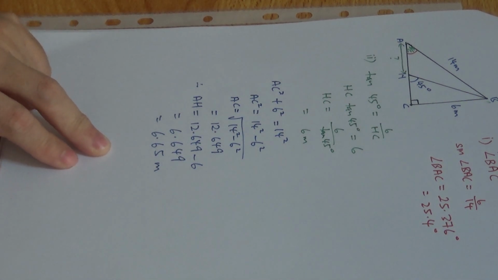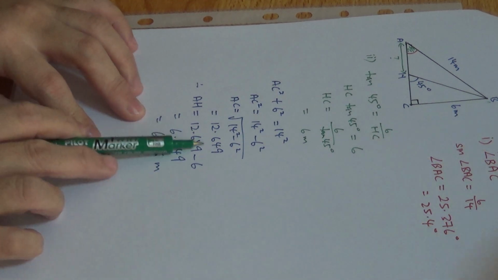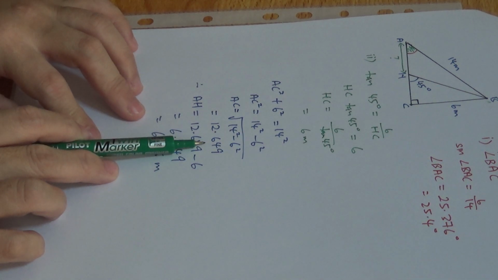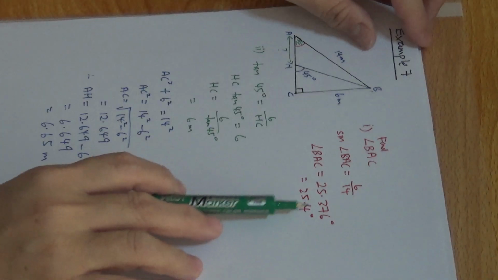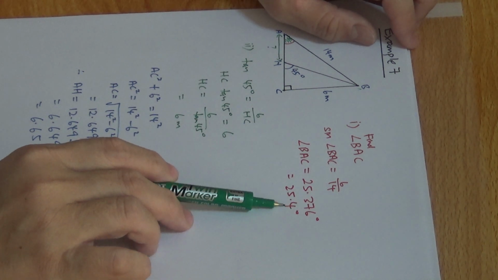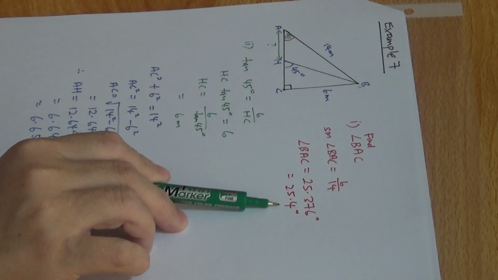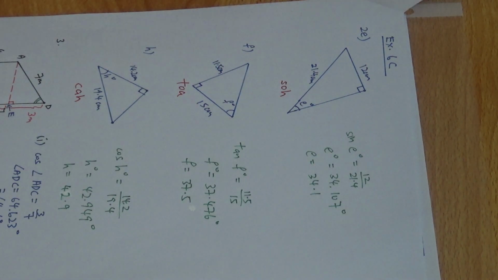Now I repeat. All answers must be given to 3 significant figures. All working must be given to 5 significant figures, truncated. For answers in degrees, working must be to 3 decimal places, truncated, and the final answer to 1 decimal place, rounded off. So that is your example 7. Now I have finished all the examples on section 6.3.